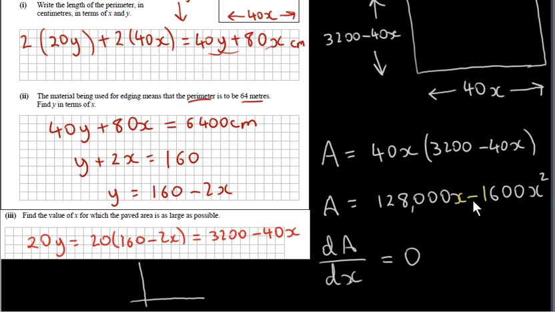Actually, you don't need to graph this, but if you do, you will see that it's an inverted parabola because of the x squared term. This is a quadratic function. The x squared term is negative, so it's an inverted parabola.